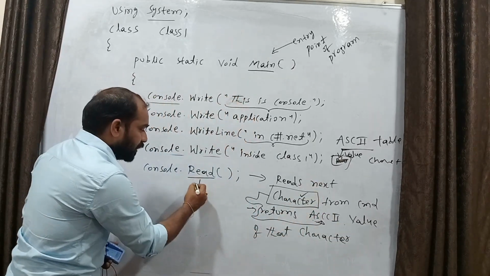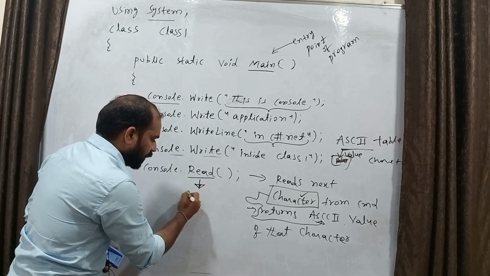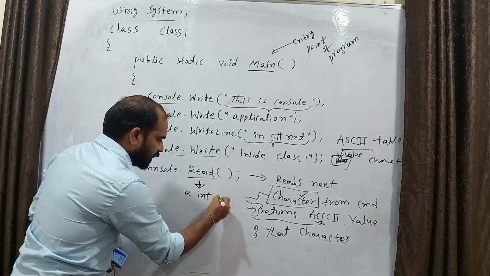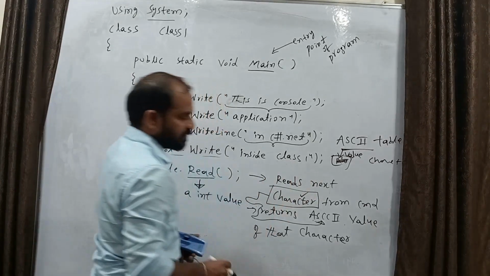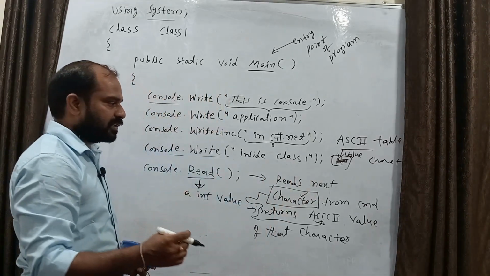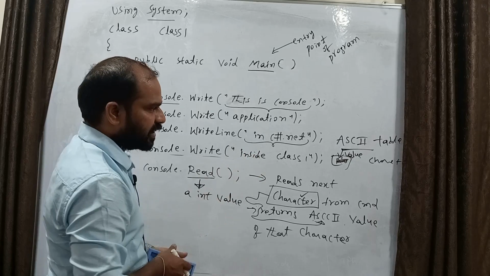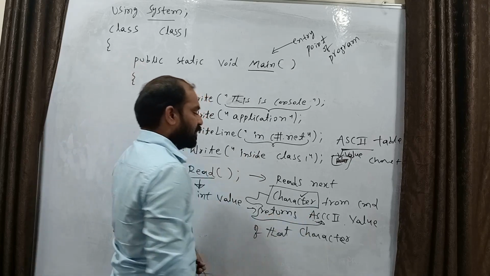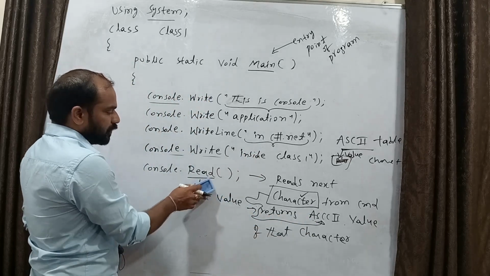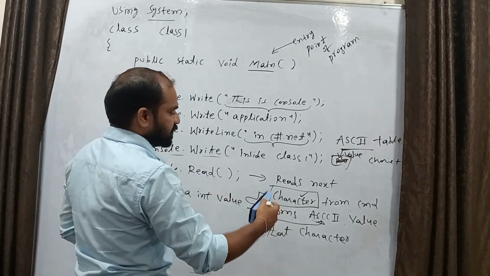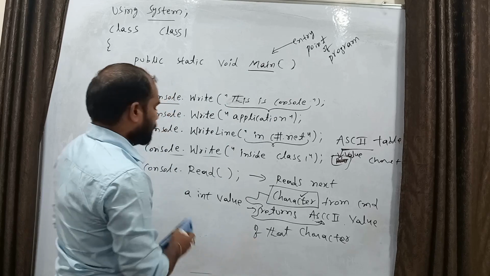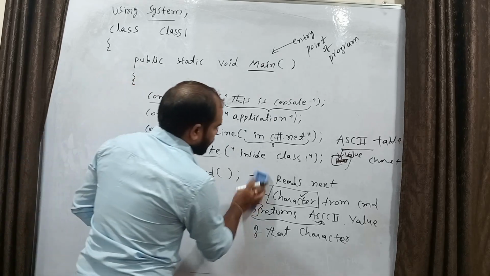It means the Read method is going to give you an integer value, an int value. ASCII numbers are integers. For all the keyboard characters, a specific value is prescribed by ASCII. That value is returned by the Read method after reading the character which is typed in the command prompt.